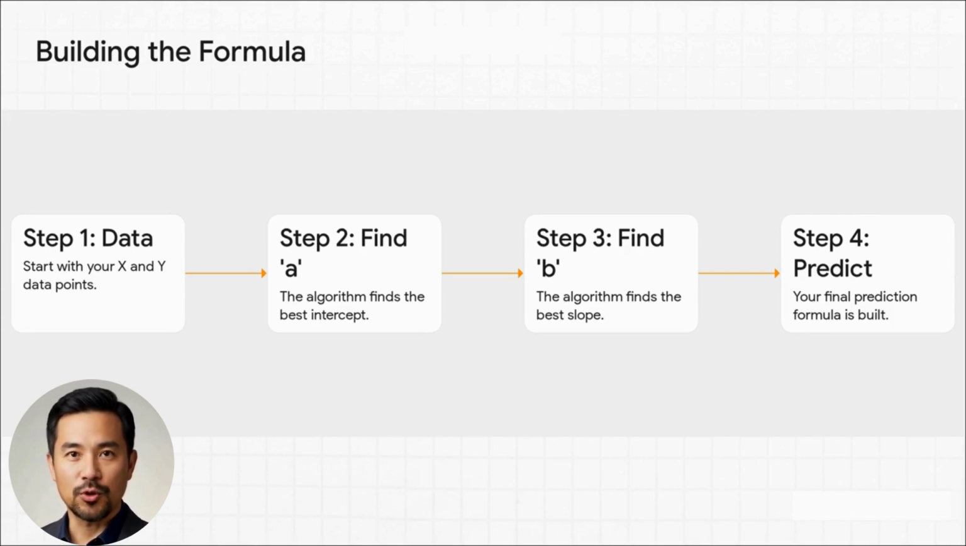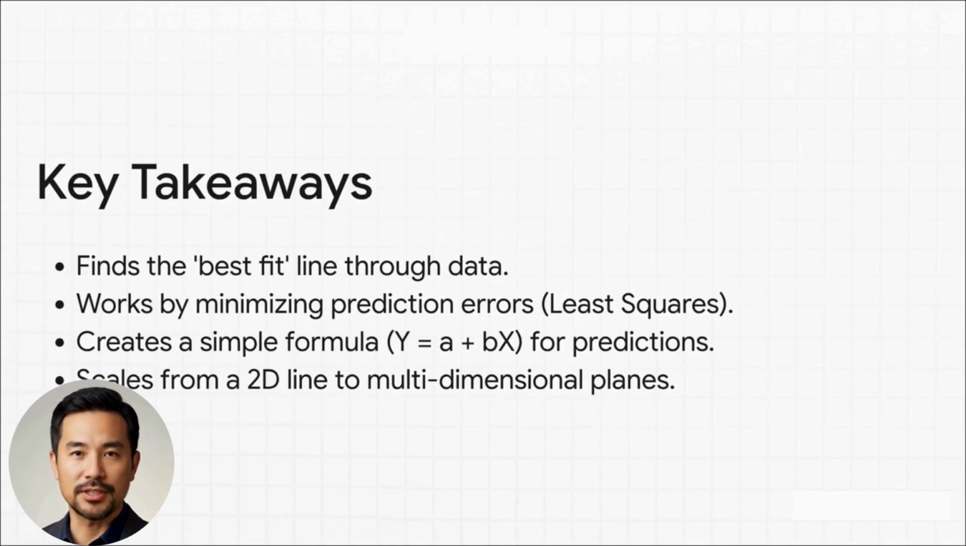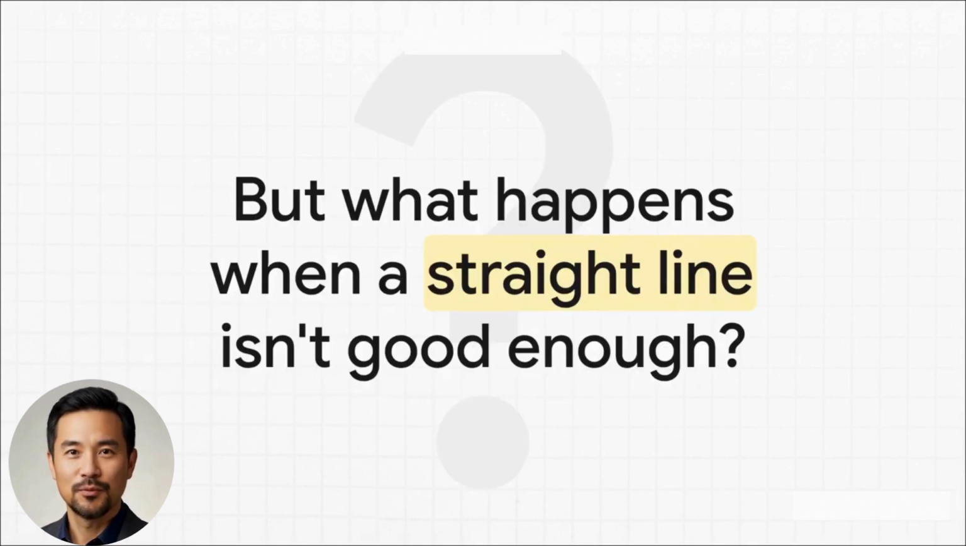It's ready to go. All right, let's wrap this up with the key takeaways. First, linear regression is all about finding that one best fit line through your data. Second, it works its magic by minimizing the prediction errors using that least squares method. Third, what you get in the end is a super simple formula, y equals a plus bx, that you can use to make predictions. And finally, remember this whole idea scales up, from a simple 2D line all the way to multidimensional planes. And that leaves us with one last really interesting question to chew on. We've totally nailed straight lines, but what happens when the real pattern in your data isn't a straight line? What if it's a curve?